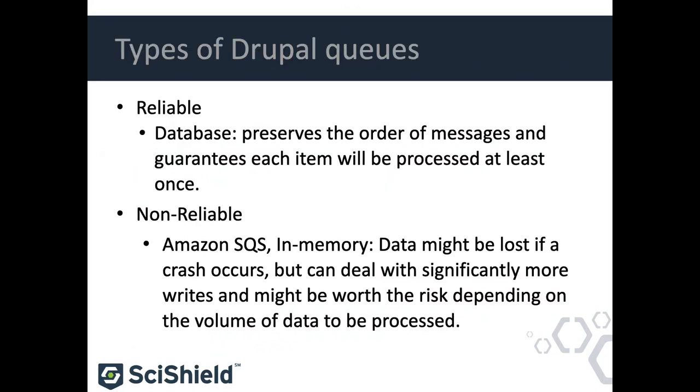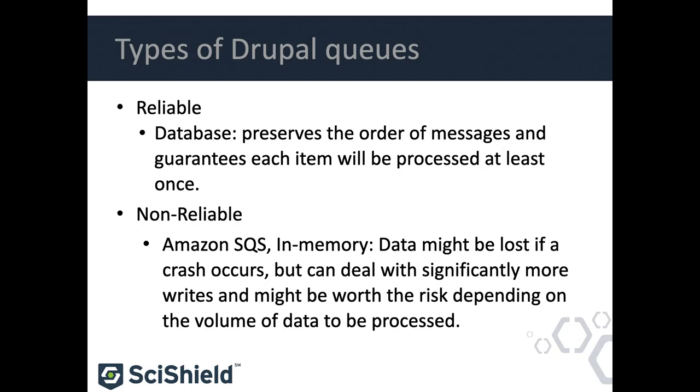Then there are two types of queues that Drupal supplies. There's the reliable queue, which is the database queue, and it does a pretty good job of making sure that the order of messages is guaranteed and that each item is going to be processed when your queue workers are running. Non-reliable queues are your memory queues and your batch queues. If you use something like Search API and go to index all of your content, that's a memory queue.